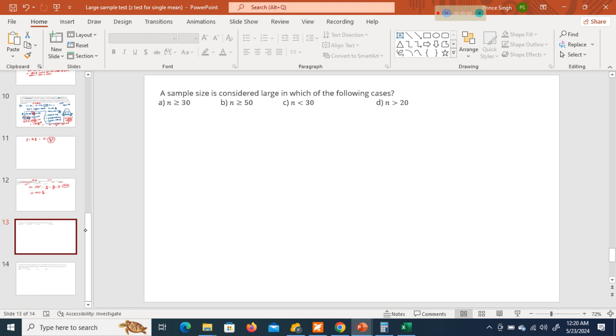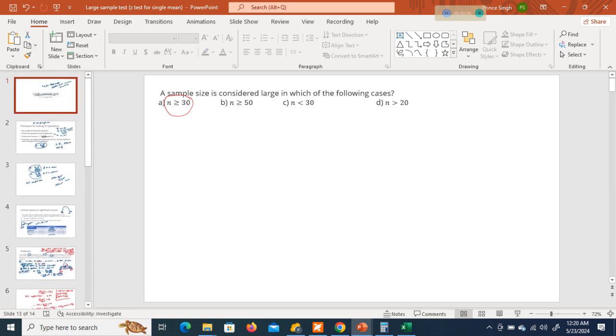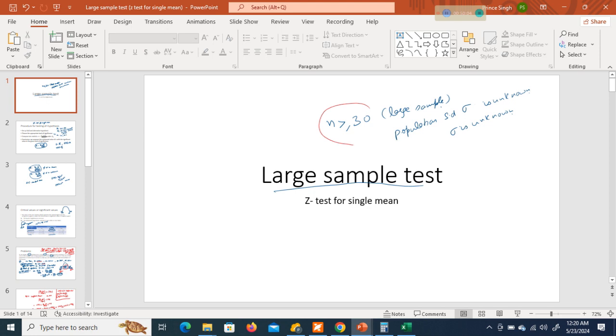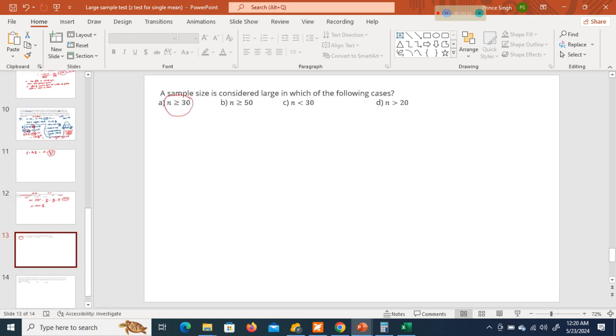A sample size is considered large in which of the following cases? Like I told you, a large sample means n should be greater than or equal to 30. In the very first slide I think we have discussed that a large sample means the sample size should be greater than or equal to 30 only. This is the most appropriate option. Obviously if it is more than 50, again it is considered a large sample, but this is the most appropriate one. So the correct answer is option A.